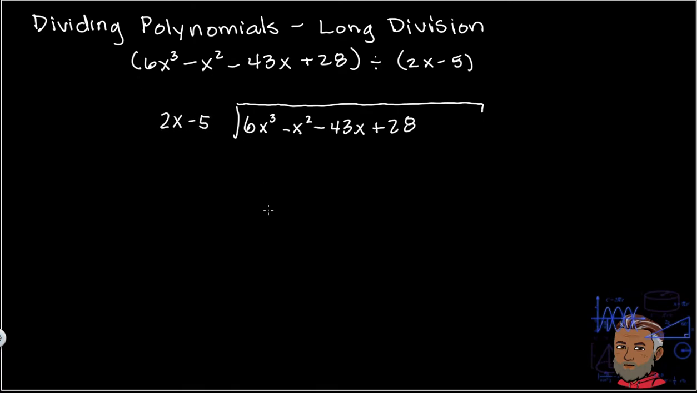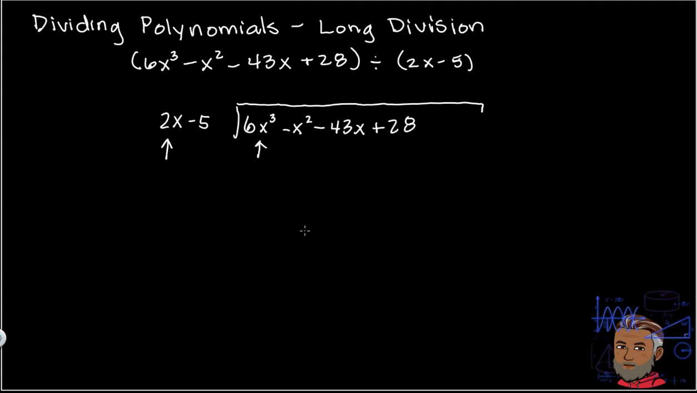Okay, so let's break this down. There's approximately 4 steps. The first step is to figure out what you want to multiply the front term of what you're dividing by. We're dividing by 2x minus 5. So we take the front term 2x. What do we need to multiply that 2x by to get 6x to the power of 3? That's the focus right now.